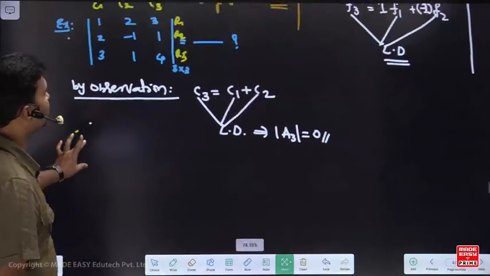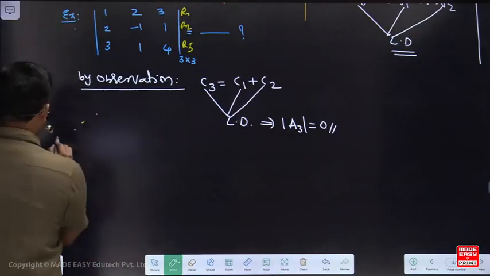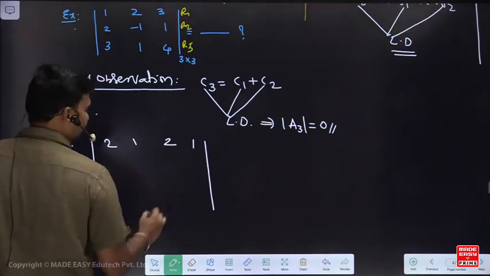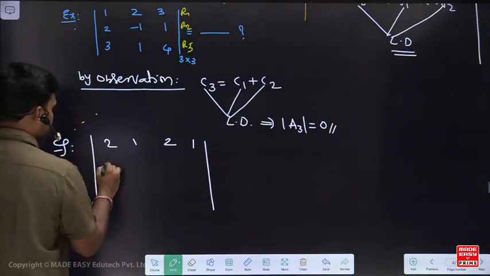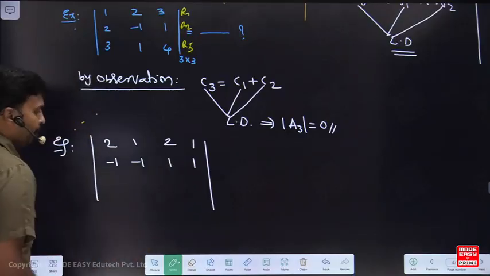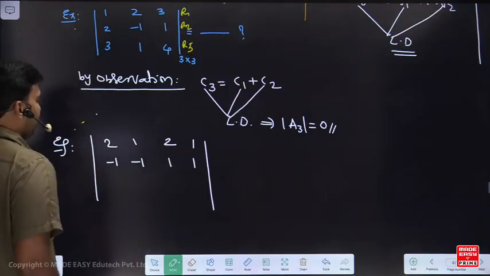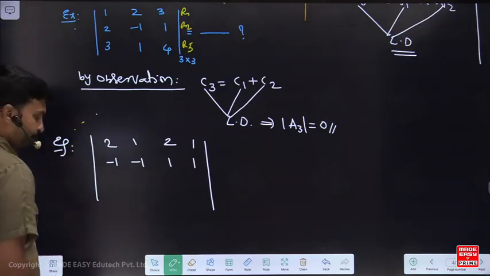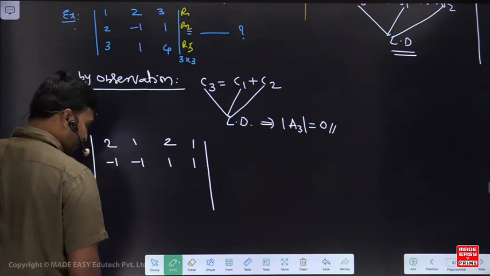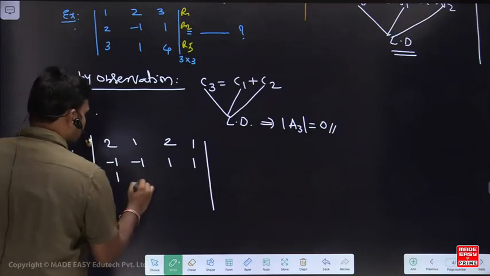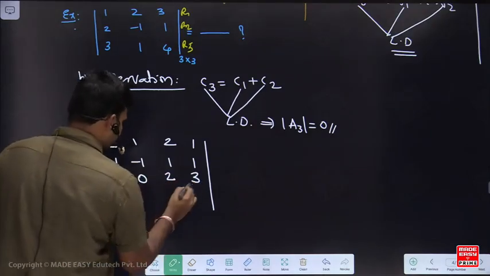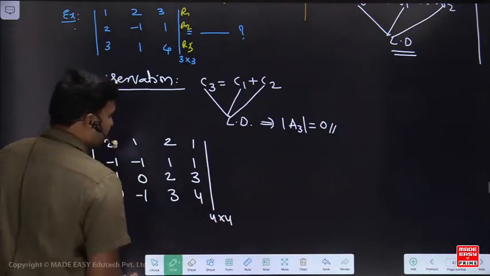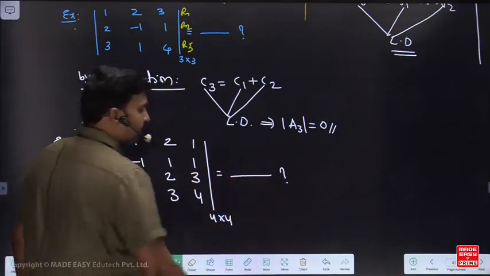Now let me take another question here. The determinant of 2 1 2 1, minus 1 minus 1 1 1, 1 0 2 3 and 0 minus 1 3 4. So this is a 4 cross 4 determinant. So what is this determinant here?